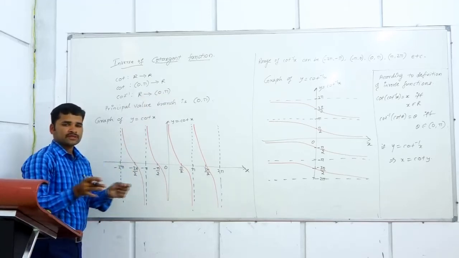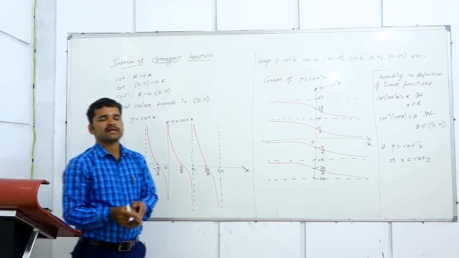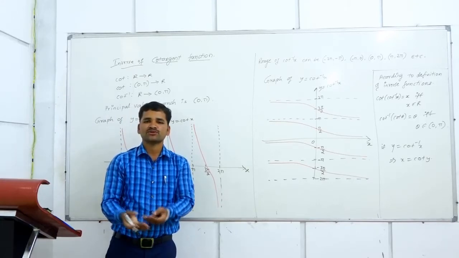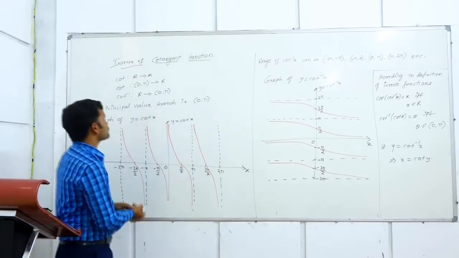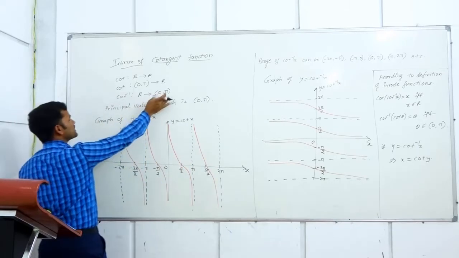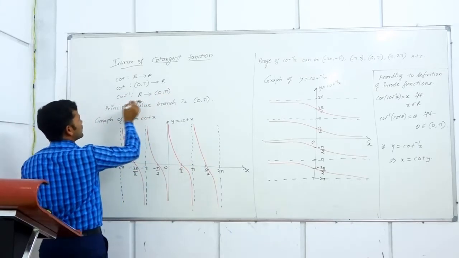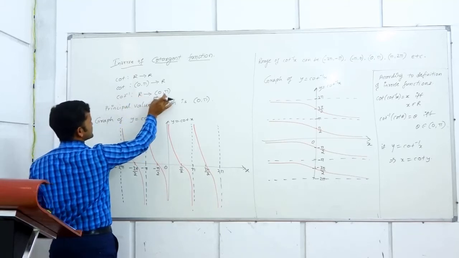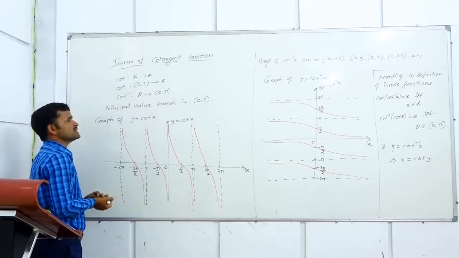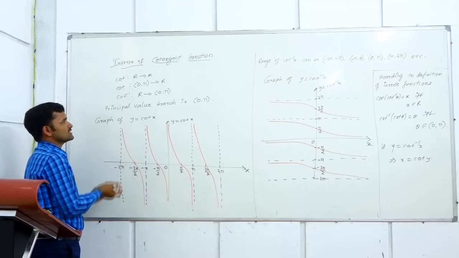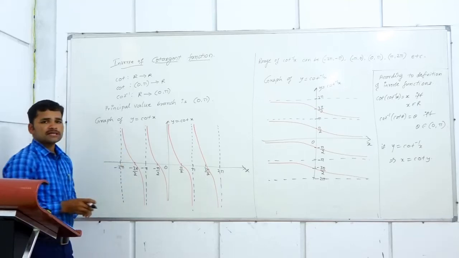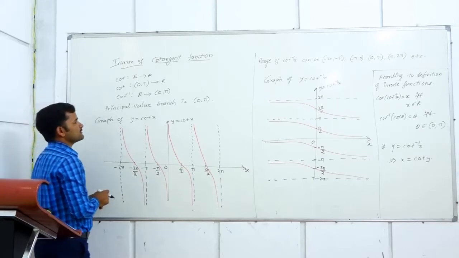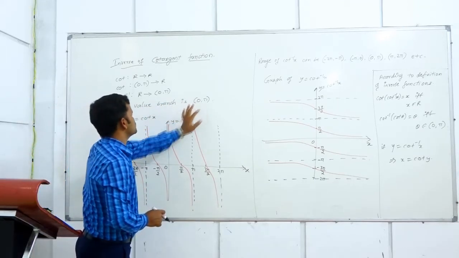We should take an open interval here, not a closed interval, because at 0 and pi, 0 and 180 degrees, cot is not at all defined. Hence, we consider the open interval 0 to pi. Cot inverse, its domain is all the real numbers and its range is the open interval 0 to pi. And this interval 0 to pi is called the principal value branch. Principal value branch of cot inverse of x is 0 to pi.